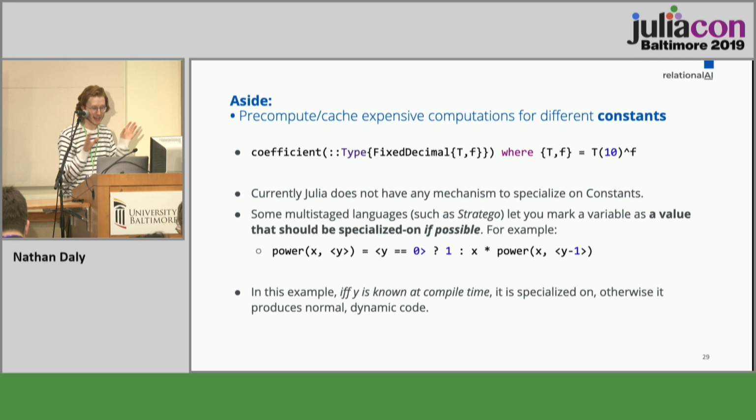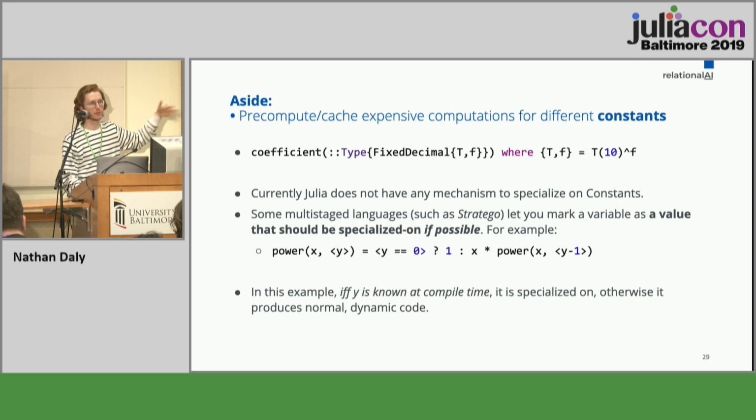So I just wanted to have this real quick aside about specializing on constants. Julia doesn't have any mechanism right now to specialize on constants, but some languages do. There are some multi-stage languages like Stratego, which lets you mark a variable as a value you want to specialize on if and only if it's actually known at compile time, and otherwise it just operates like normal. So that syntax might be something like this. You have this power function, you have x to the exponent, and if you mark y as a specialized-on variable, then all those other things inside brackets there would be evaluated at compile time if y was a compile time constant, like it was in our coefficient case. And if it's not, then you just proceed like normal and you have the regular power definition. Which is kind of neat.